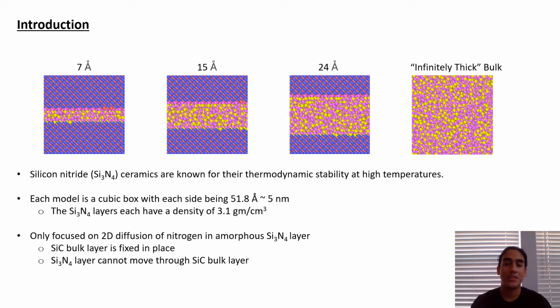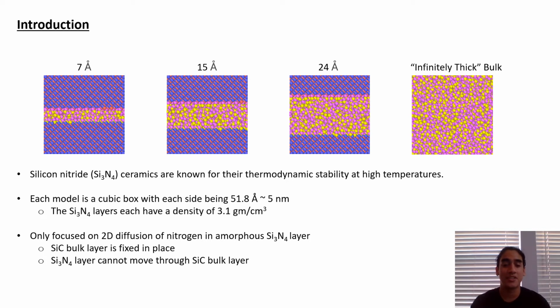Over the summer, I've been working with these models of silicon nitride and silicon carbide. Each model is a cubic box, with each side being roughly about 50 angstroms, or approximately 5 nanometers. There are two types of layers in the first three models, one which is made up of amorphous silicon nitride, and one which is made up of silicon carbide in an ordered bulk. As you can see, there are three different thicknesses for each silicon nitride layer, one with a thickness of 7 angstroms, one with 15, and one with 24. The last model on the right has no silicon carbide bulk layer and is entirely made up of amorphous silicon nitride, essentially making it an infinitely thick silicon nitride bulk model.